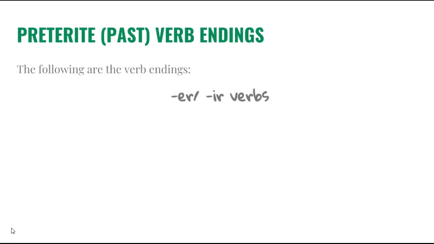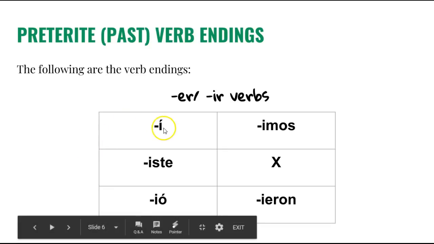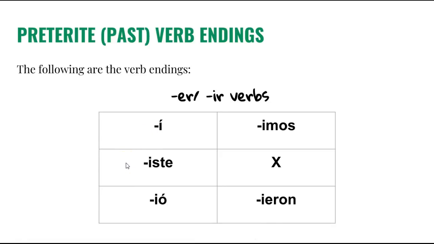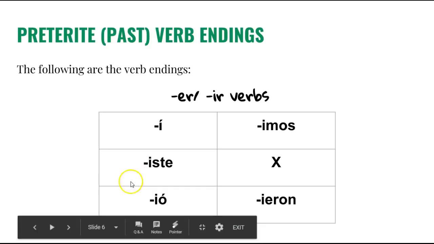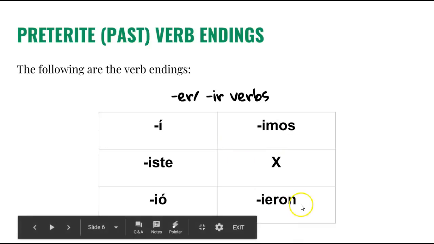Now we're going to look at ER and IR verbs. The nice thing about ER and IR verbs is that the endings stay the same for both of them. For yo, you're going to have í with an accent over the i. Para tú, we're going to have iste. Para él, ella y usted, we're going to have ió, and there's an accent on this o as well. Para nosotros tenemos imos. Y para ellos, ellas y ustedes tenemos ieron.